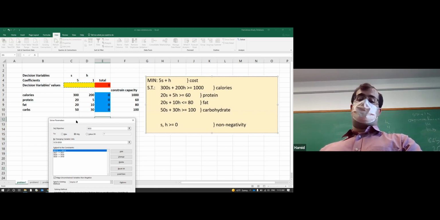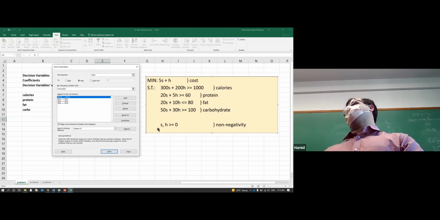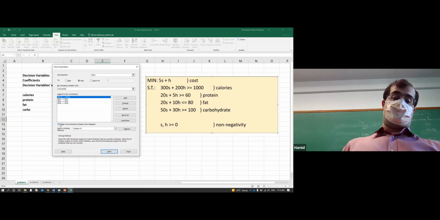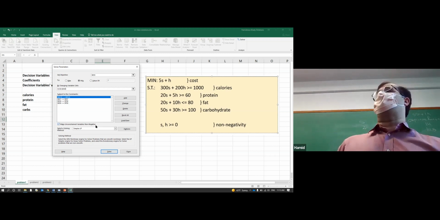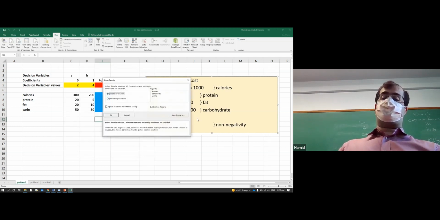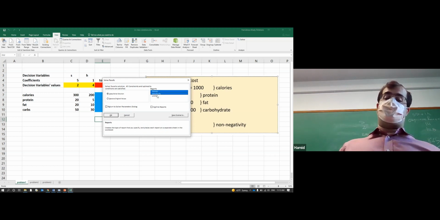This is a non-negativity problem, so it doesn't make sense to have negative sandwiches and hash browns. So here I'm selecting Make Unconstrained Variables Non-Negative. Whatever I identify, just consider as non-negative. And we are using the simplex method. You click Solve. You can press OK, or also you can go over details. To see the details, just click Control and select all the possible reports.